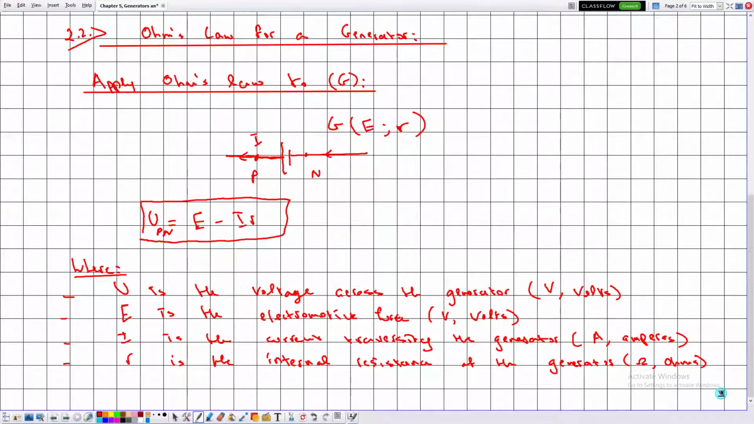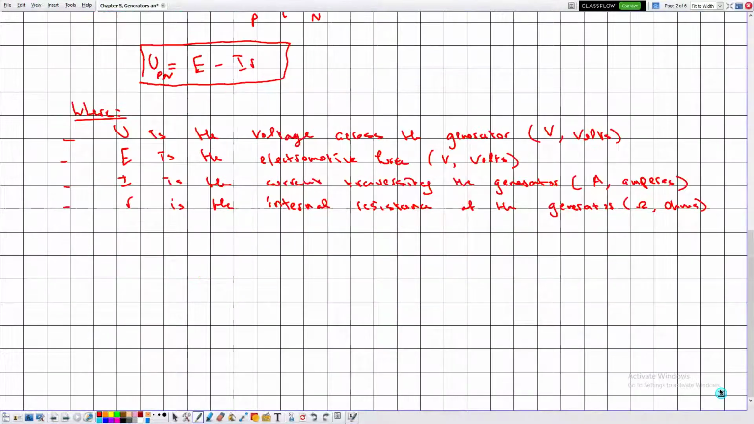Okay, so let me give an example on this. Now suppose we have a generator G carrying the following indications: 24 volts and 12 ohms, and we know that whenever it's connected to a closed circuit, for example, it will deliver a current of 1 ampere. And this is the point P and this is the point N.